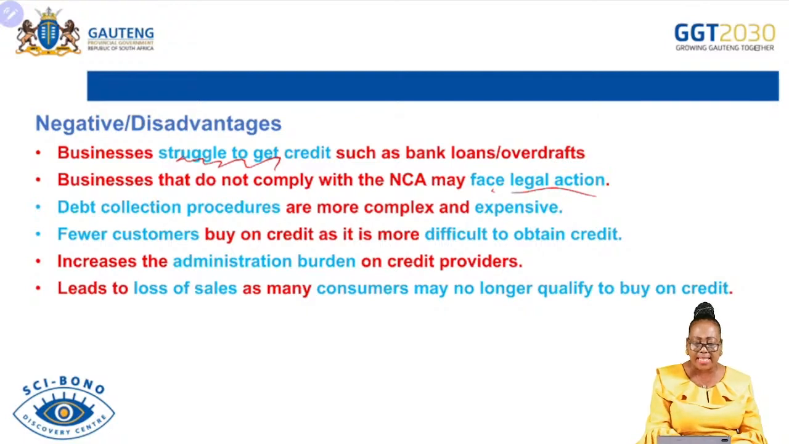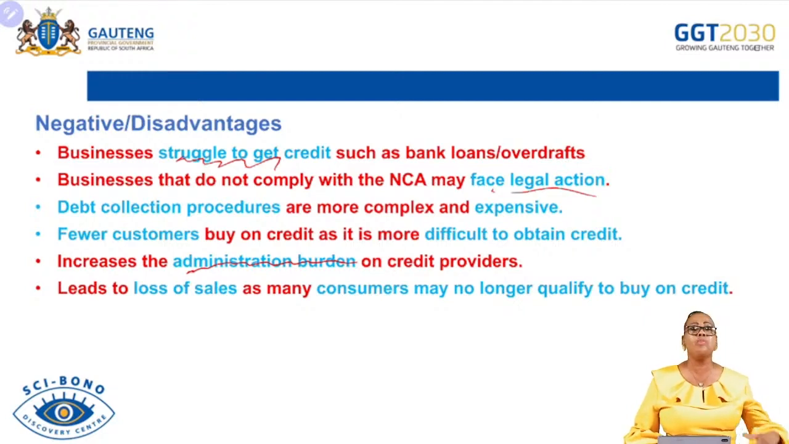Debt collection procedures are more complex and very expensive. So it's not easy for them to just go and collect. It increases administration burden, because to keep those records, you've got a lot of people that are buying on credit. Keeping those records, that information, filing. Sometimes you even have to make follow-ups for those people. It's also very expensive. That on its own can discourage most of the businesses from providing credit. So this is actually managing credit trading.